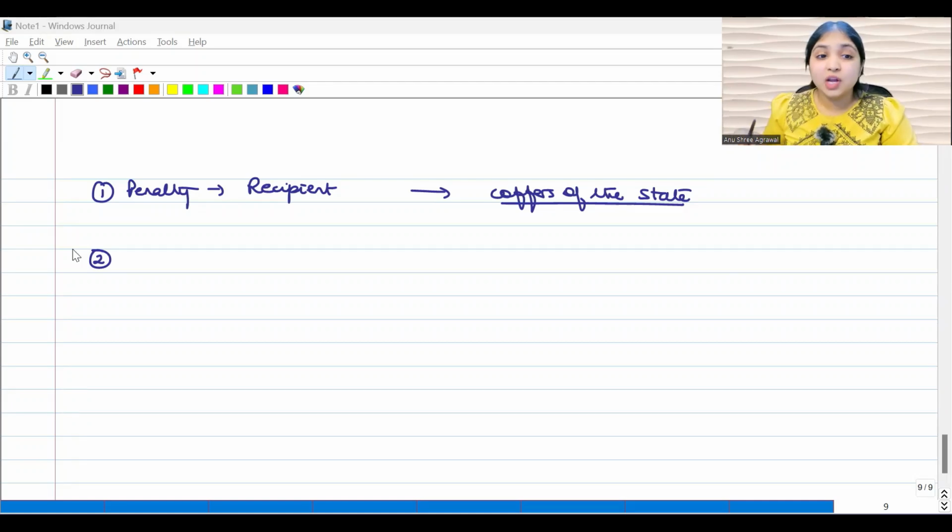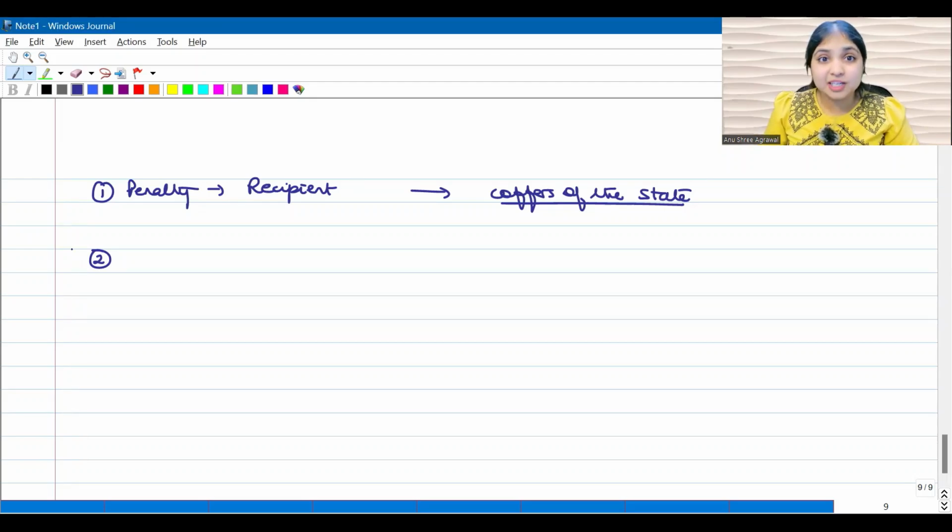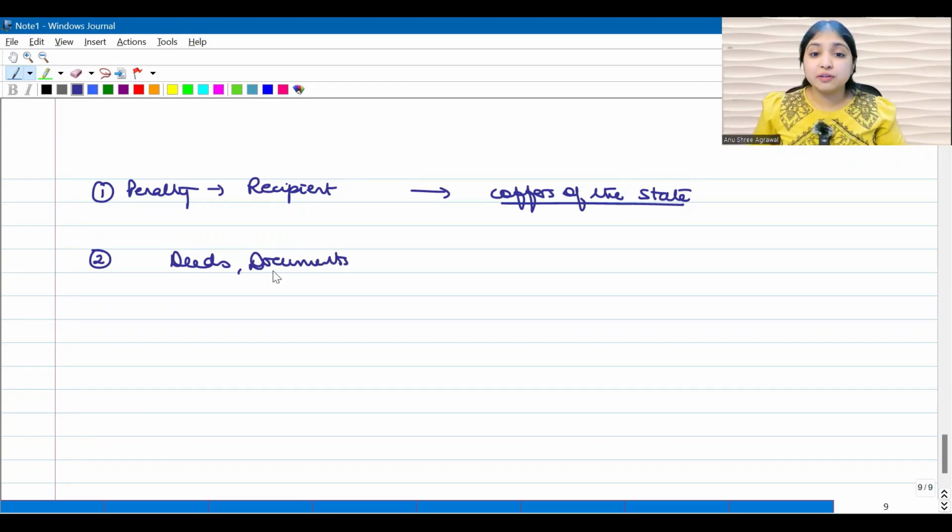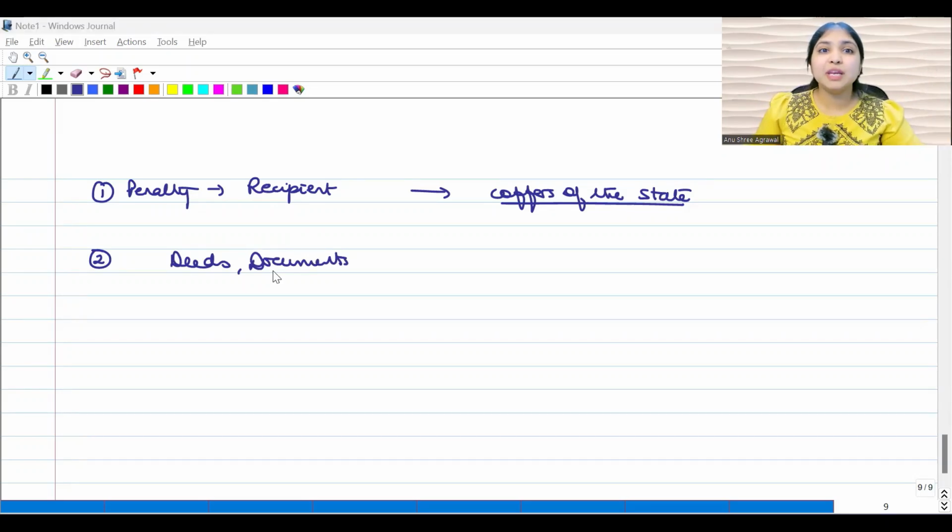Finally, whatever we have learned about interpretation in this chapter will also apply to interpretation of deeds and documents. Even over here, the same primary rules and the same secondary rules apply: first do literal construction, then reasonable construction, and harmonious construction if there is a conflict between two provisions of the deed. Interpretation of deeds and documents also follows the same rules.